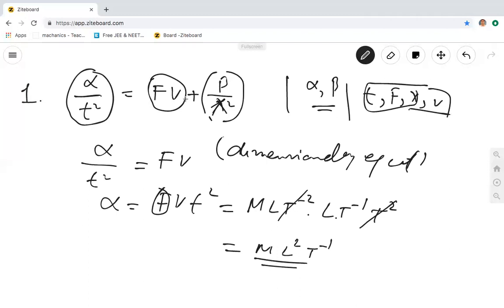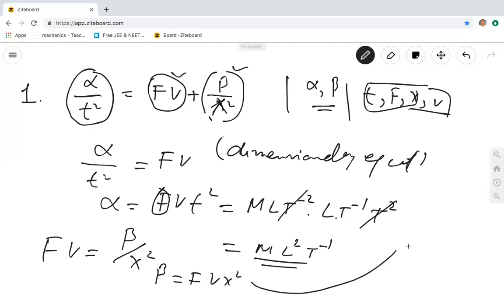So I put alpha by t square is equal to beta by x square. Not this, because here you have to substitute for alpha. You equate this is equal to this. What I write? FV is equal to beta by x square. So beta is equal to FV x square.